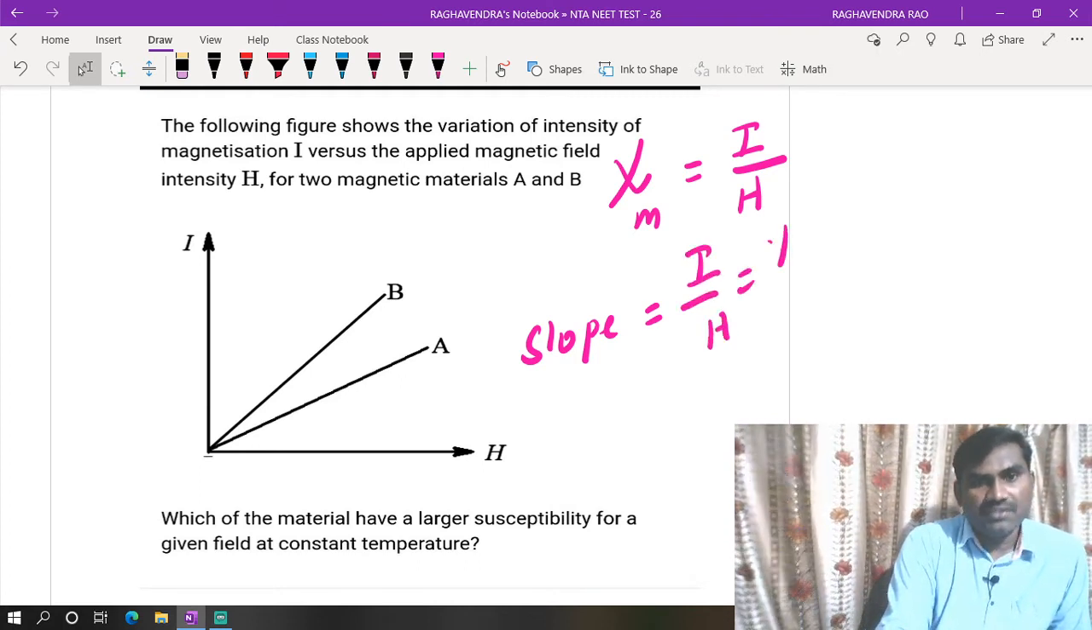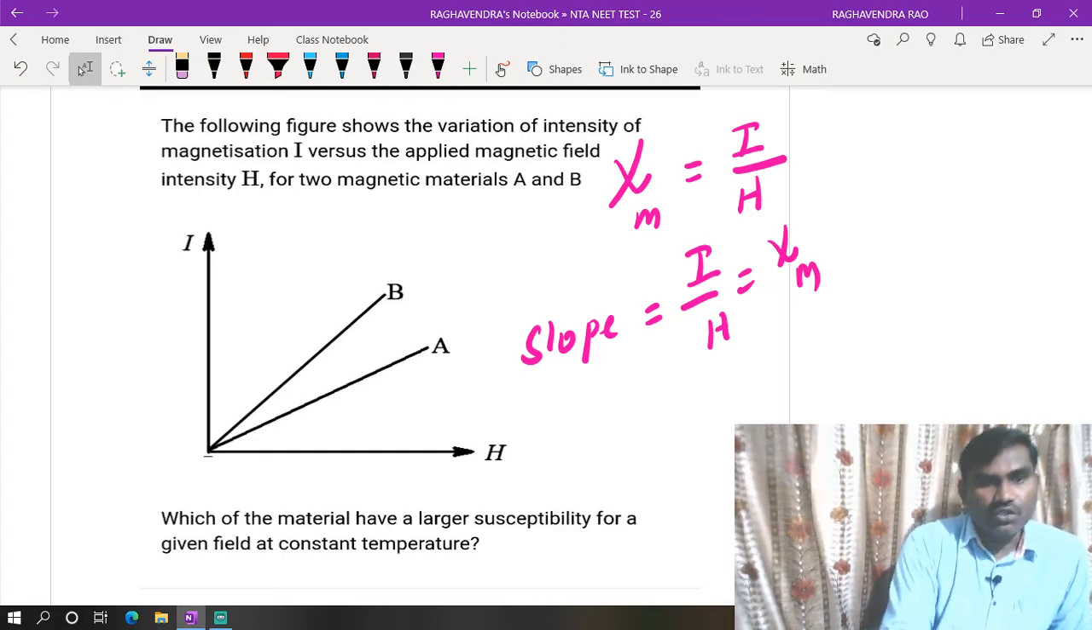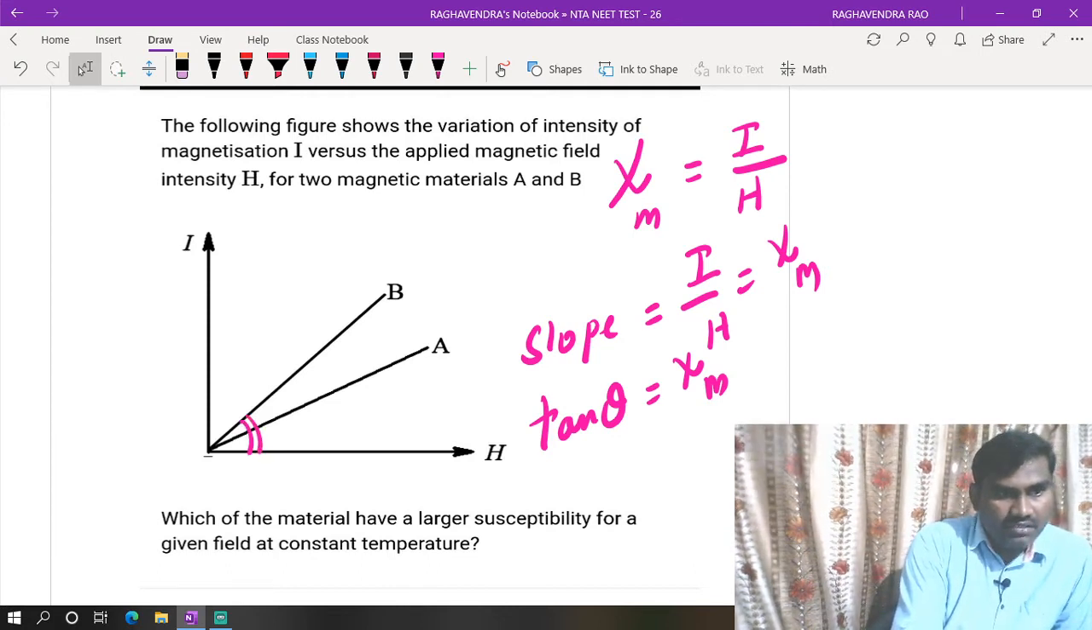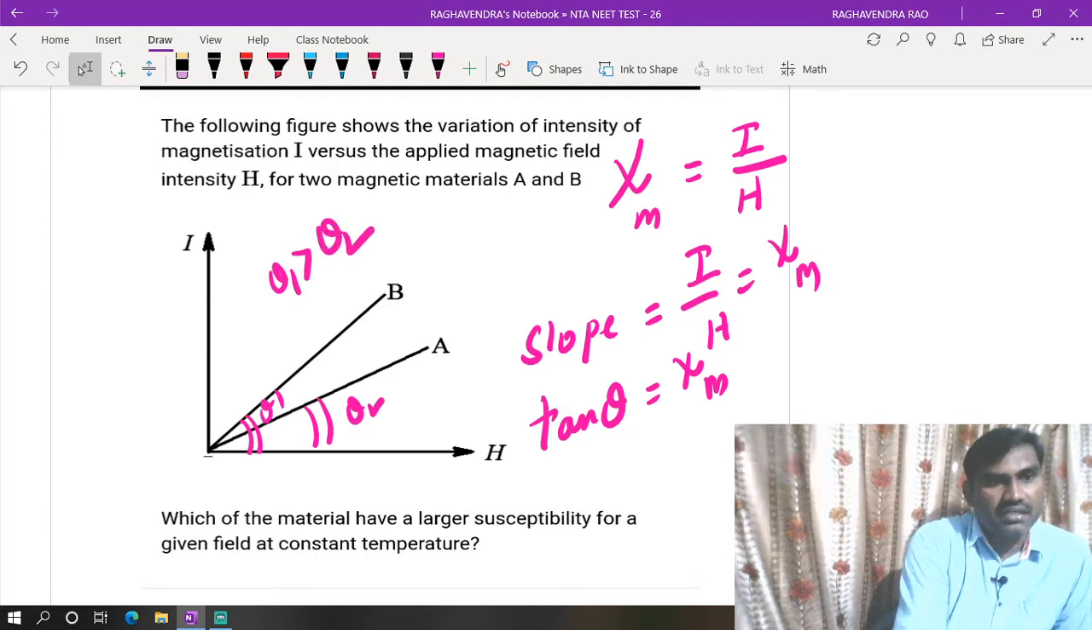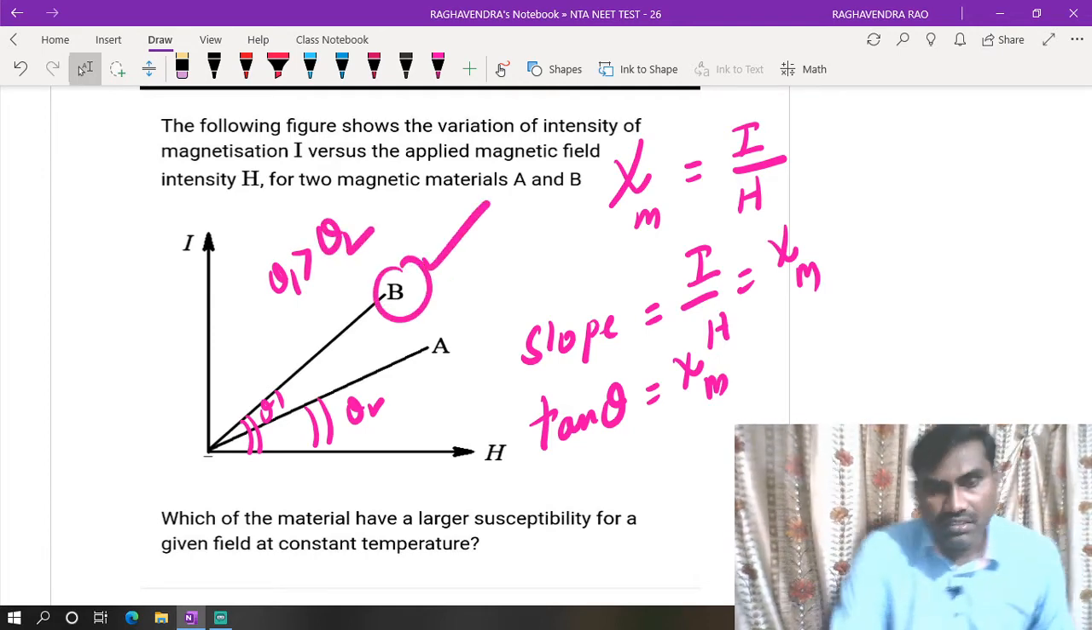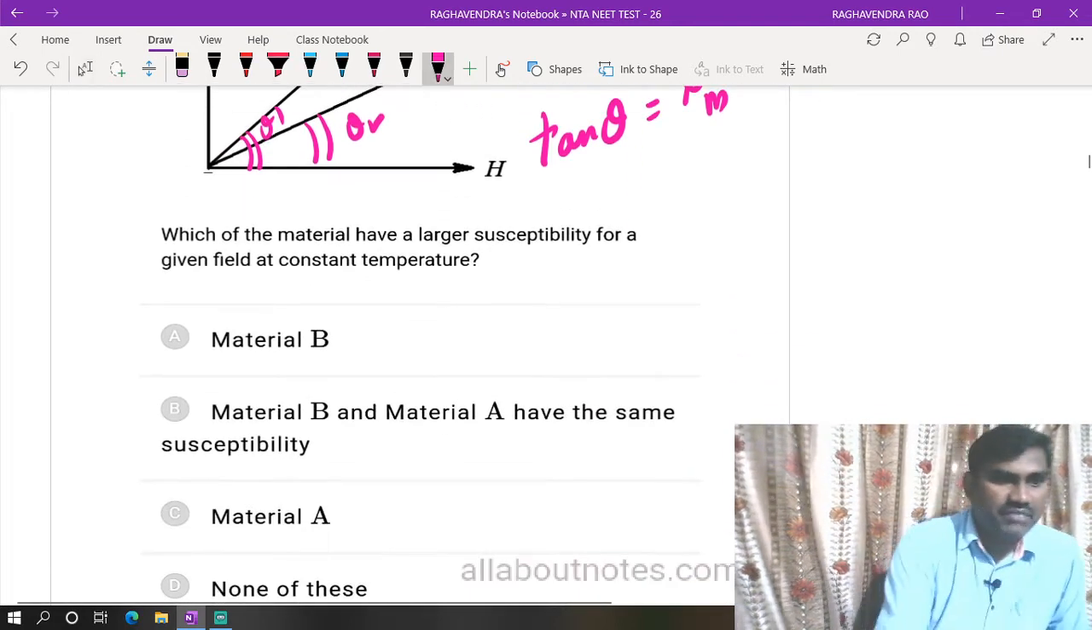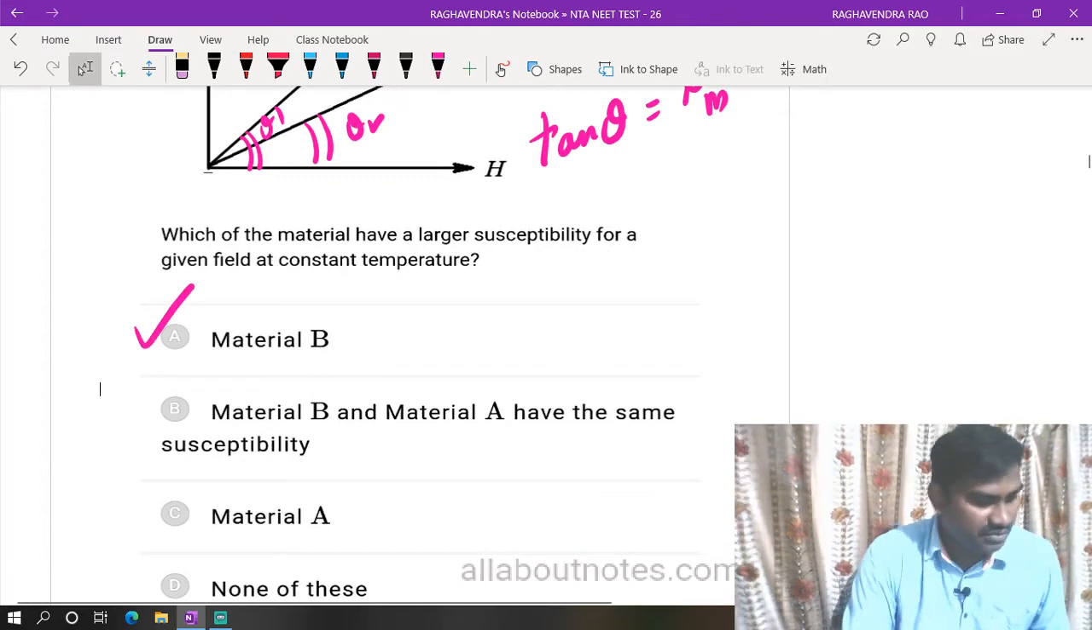This is H. This will be equal to 10. So slope of the graph is nothing but tan theta, which is equal to chi m. Now B is theta 1, A is theta 2. So here theta 1 is greater than theta 2. So for B, susceptibility is more. So for material B, susceptibility is more.